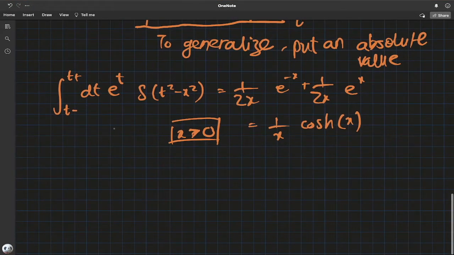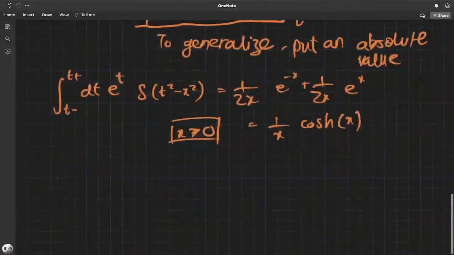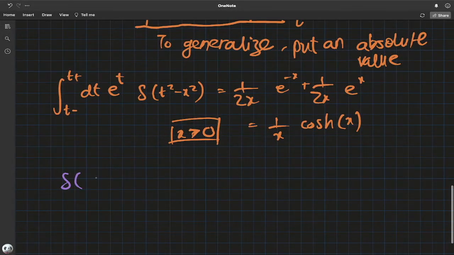Okay, so what we can do is, if this was just for a quadratic function, what if we have a general function, I don't know, g of t?